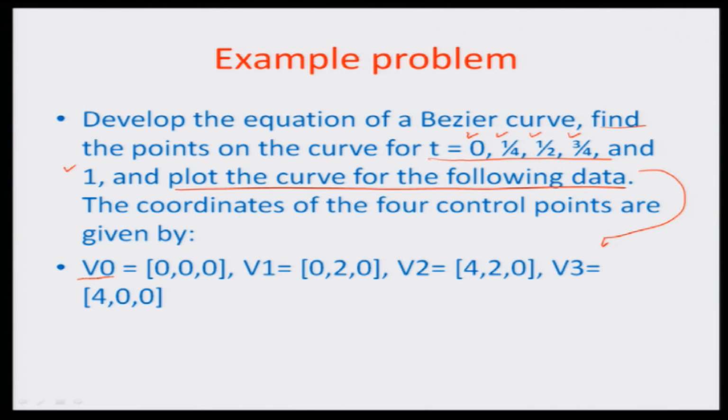Okay, so you have point v0, point v1, v2 and v3, and as it appears, all the z's are 0, so it is actually a 2-dimensional curve that we are plotting. The first point is 0, 2 with coordinate axes x and y, v1 is 0, 0, v2 is 4, 2, v3 is 4, 0, and so on. So, we want to develop an equation using the Bezier curve fit.